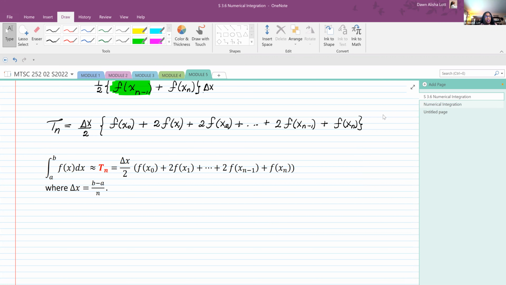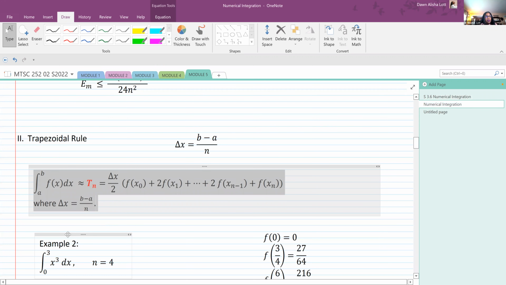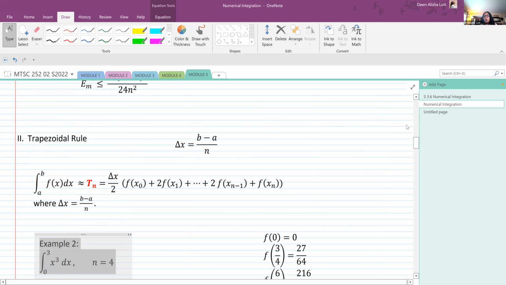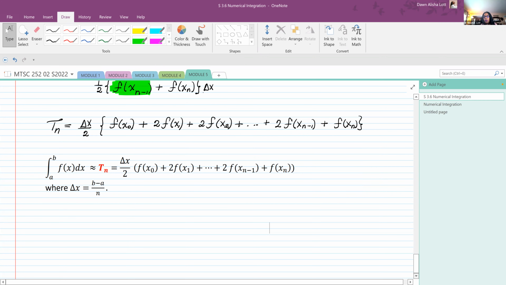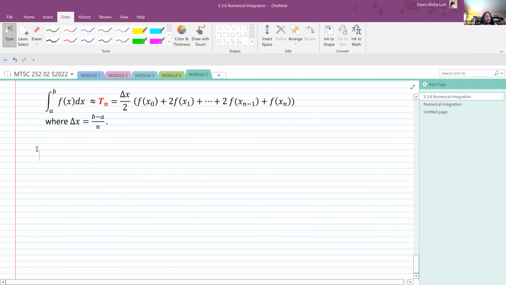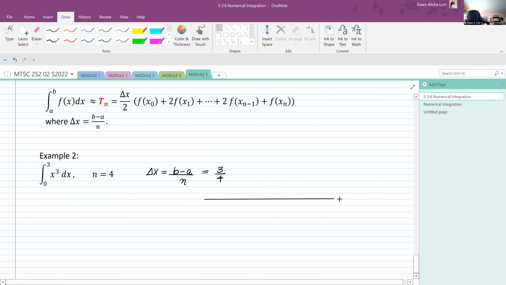Okay, so we're going to do this again with this example. Same example, trapezoidal rule. Okay, so delta x is b minus a over n. So again, that's 3 over 4. So nothing has changed from the last problem. However, we're not using midpoints anymore. We're using endpoints.